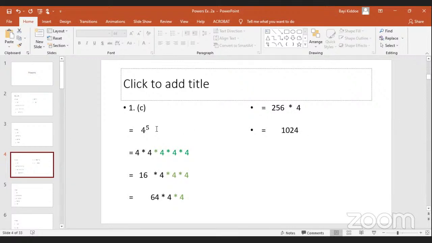We'll go through that again. 4 to the 5th power is 4 times itself 5 times. 4 times 4 times 4 times 4 times 4. 4 times 4 gives you 16. 16 times 4 gives you 64. 64 times 4 gives you 256. And 256 times 4 gives you 1,024.